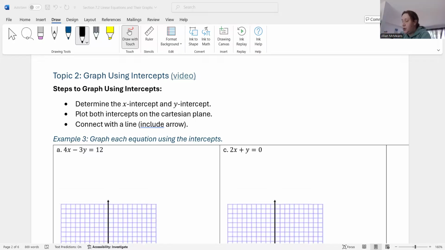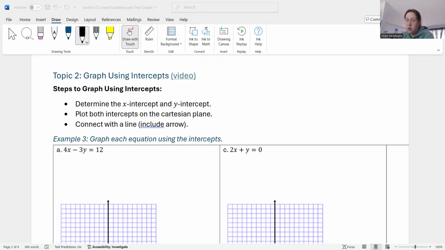In section 7.2, we're going to look at graphing using intercepts. I do want to remind you of a couple of things. First of all, we're talking very specifically about linear functions in this particular section. When it comes to graphing a function using intercepts, this is exclusive to lines.